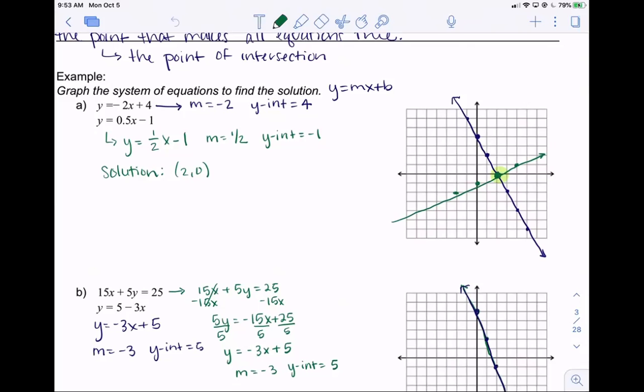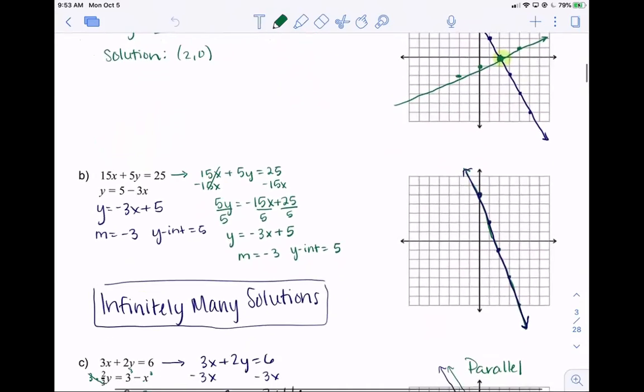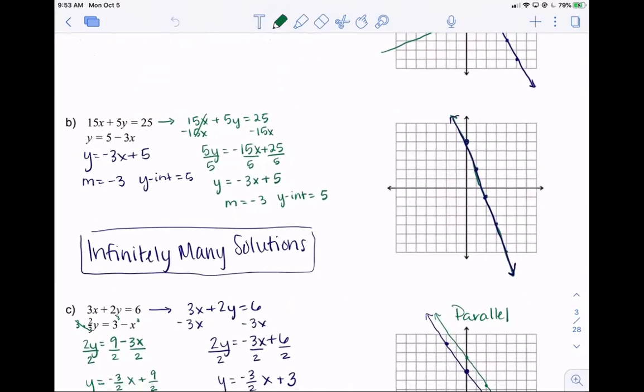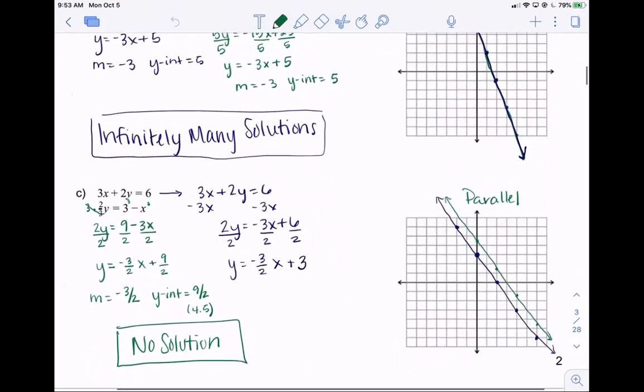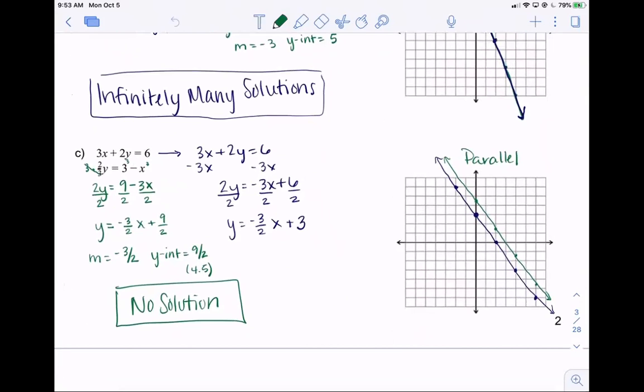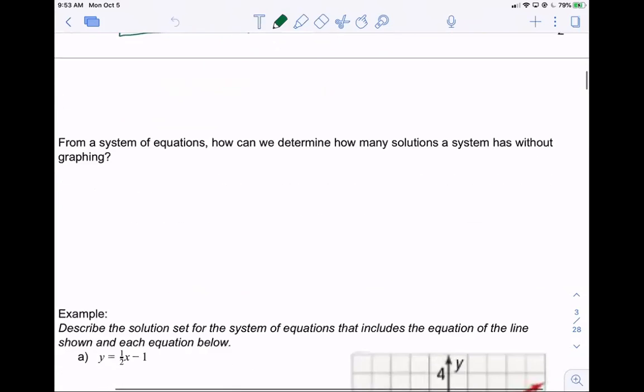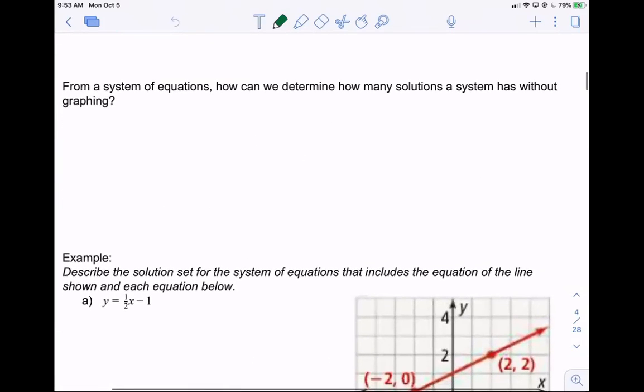Okay, and then we could have infinitely many solutions when the two lines are stacked on top of each other. Or we could have no solution when the two lines are parallel with each other. So from a system of equations, how can we determine how many solutions a system has without graphing? So the easiest one to talk about would be when we have no solution.